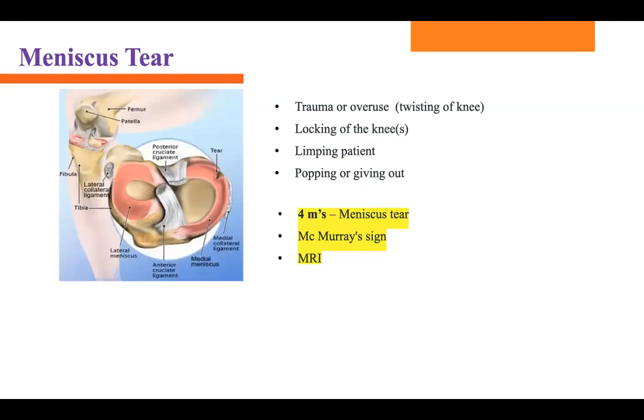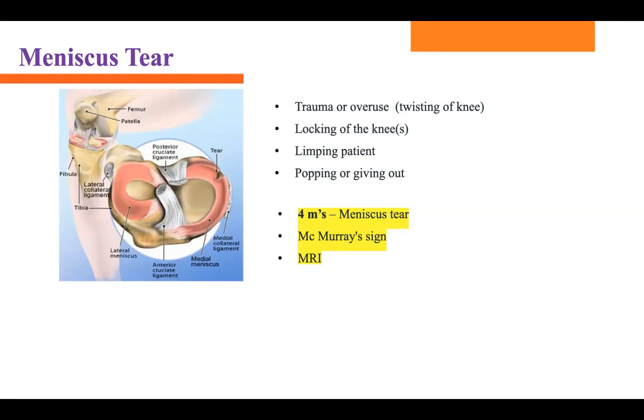Meniscus tear, there is like an oval shaped cushion between the knees, the knee joint. That cushion has a tear. Normally this person is playing a sport activity and all of a sudden hears a pop. Now the patient is limping, locking of the knee, excruciating pain. Those are the classic signs and symptoms for meniscus tear.